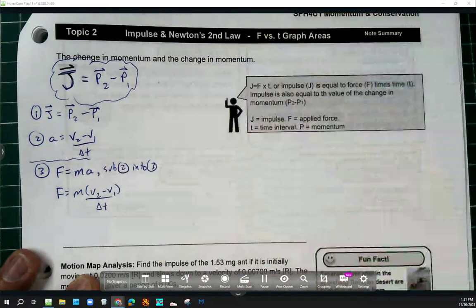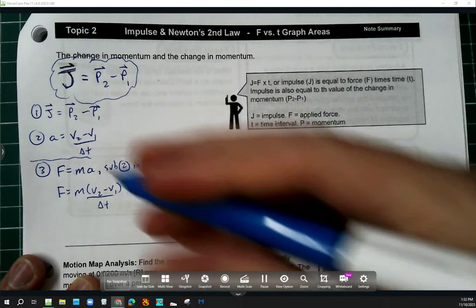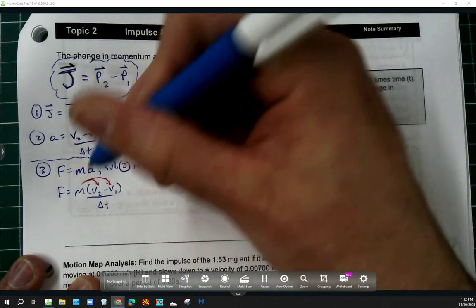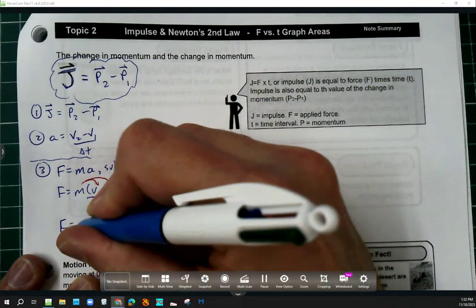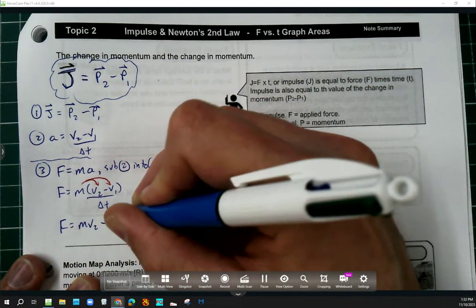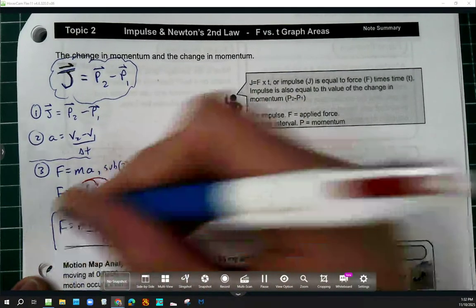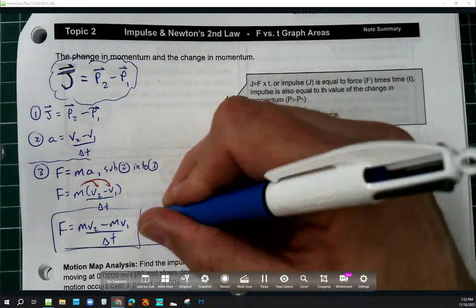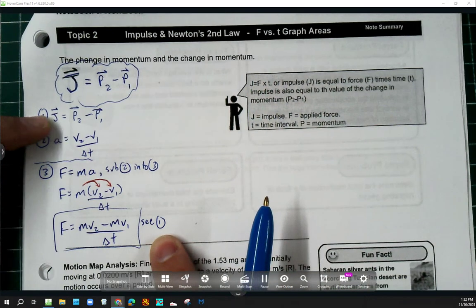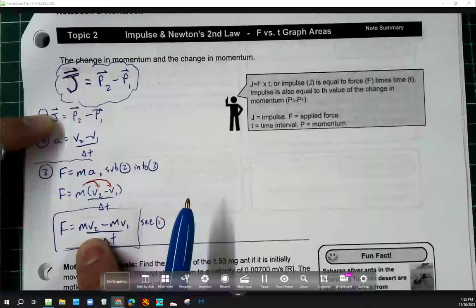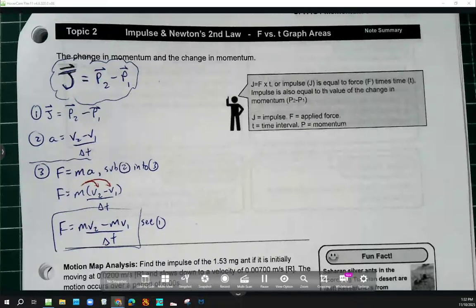And of course, anytime I have a coefficient out front of a binomial, I'd like to multiply through. We call that the old distributive property trick. Multiply that m through the binomial, and I end up getting F is equal to mv2 minus mv1 over delta t. Now, if I put a box around that, that's not my end point, but I do want to look up and notice equation 1. See P2 minus P1? mv2 is P2. mv1 is P1. So I've already got things coming along in the right direction.